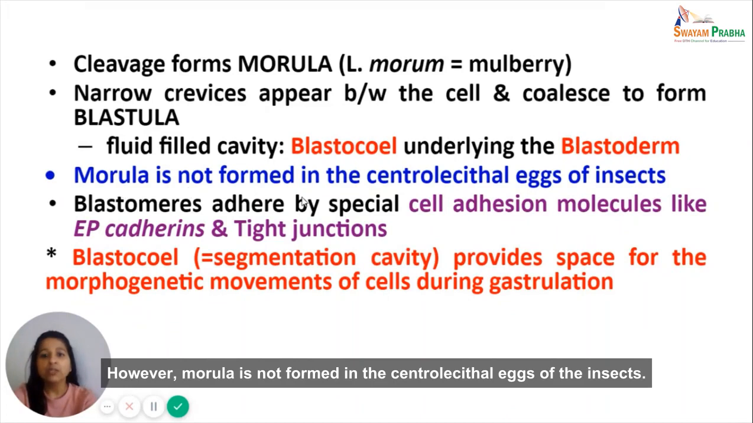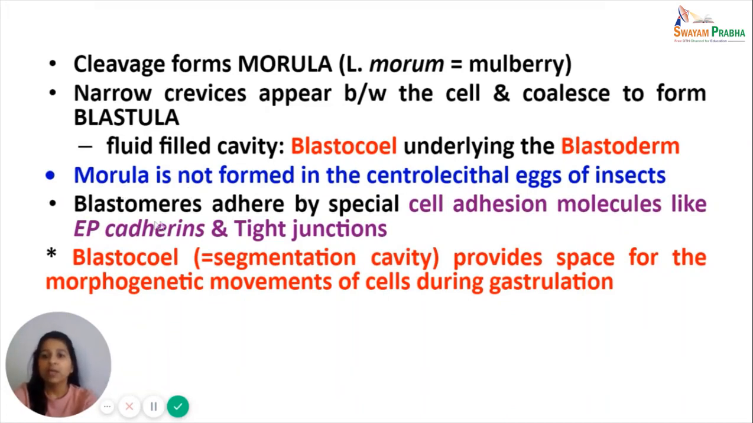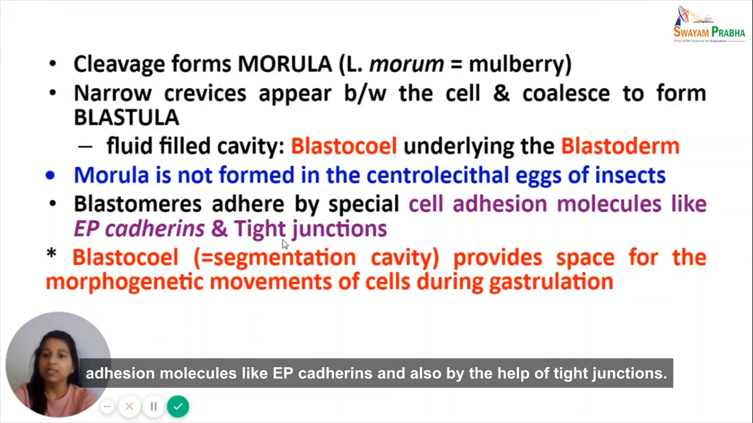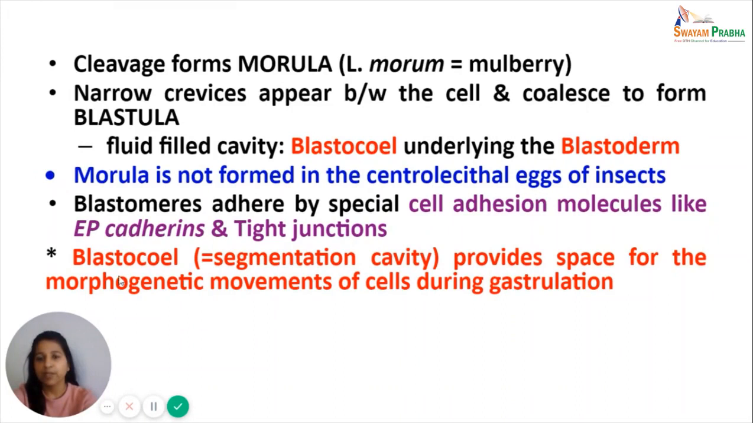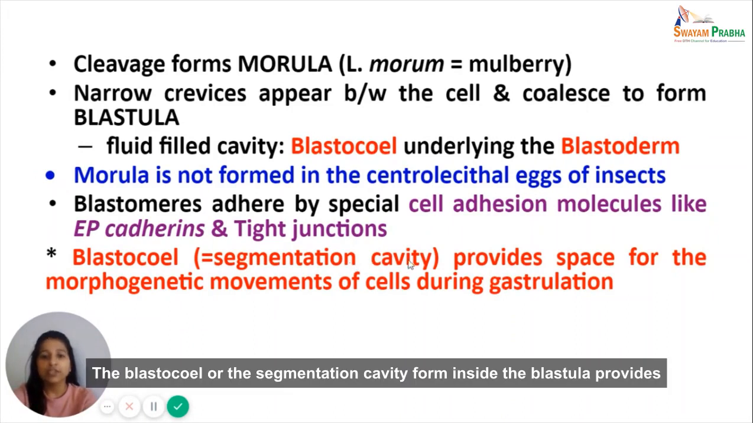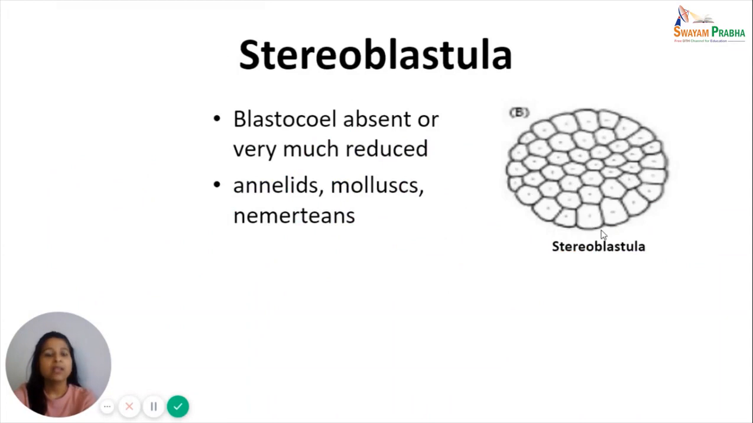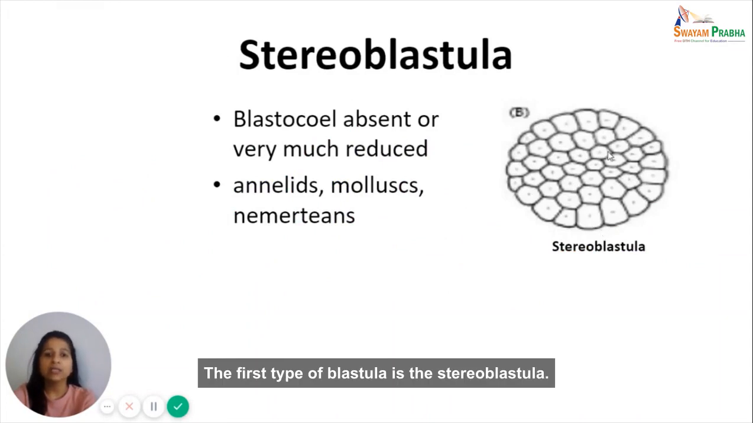However, morula is not formed in the centrolecithal eggs of the insects. Here, during divisions, the blastomeres adhere by special cell adhesion molecules like E-cadherins and also by the help of tight junctions. The blastocele, or the segmentation cavity formed inside the blastula, provides space for the morphogenetic movements of cells during gastrulation. The first type of blastula is the stereoblastula.